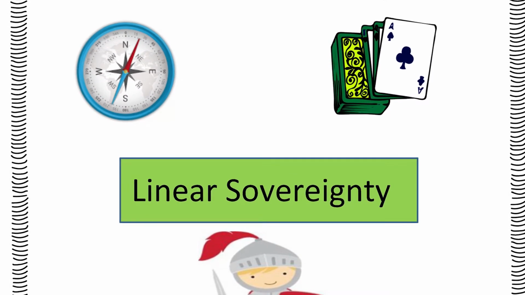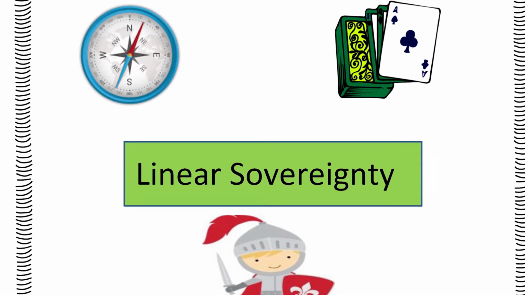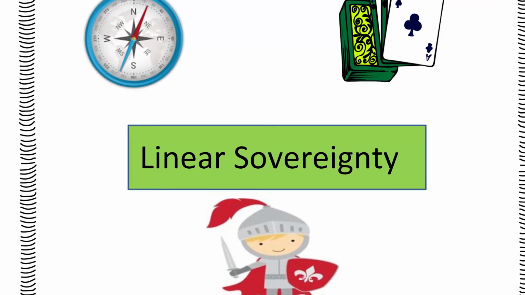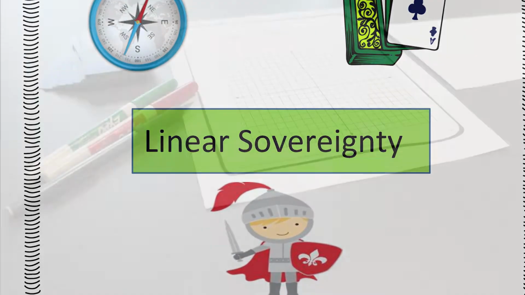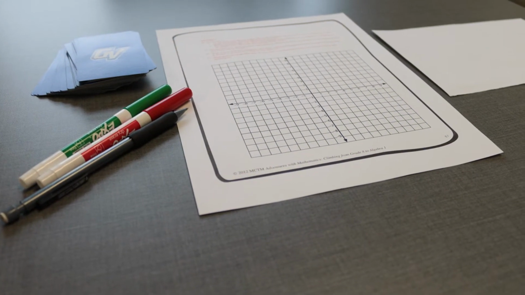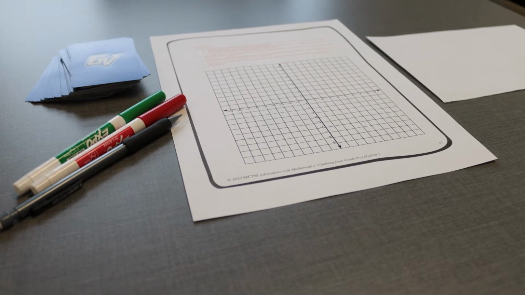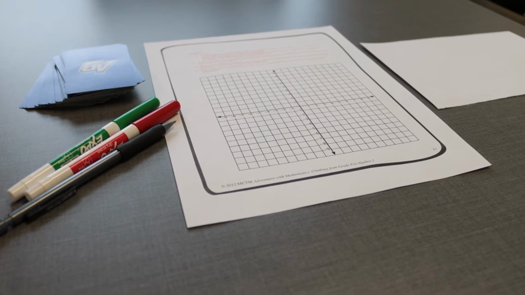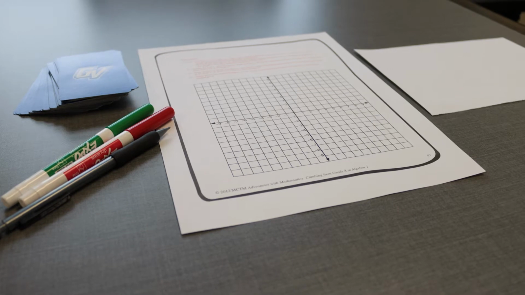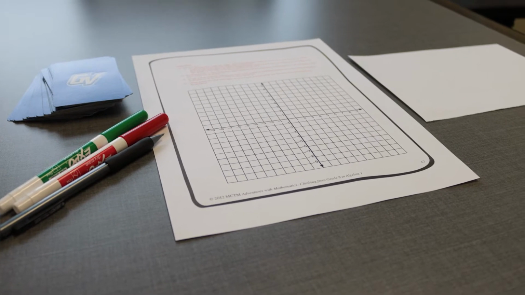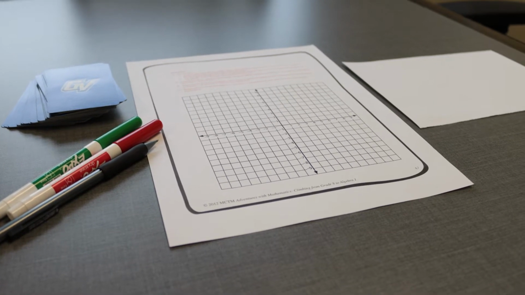Outsmart your opponents toward the ultimate goal of linear sovereignty. This is a game for 2 to 4 players. To play the game, you will need graph paper showing -10 to 10 for both X and Y to use as the linear sovereignty game board, a deck of cards, dry erase markers, and page protectors.